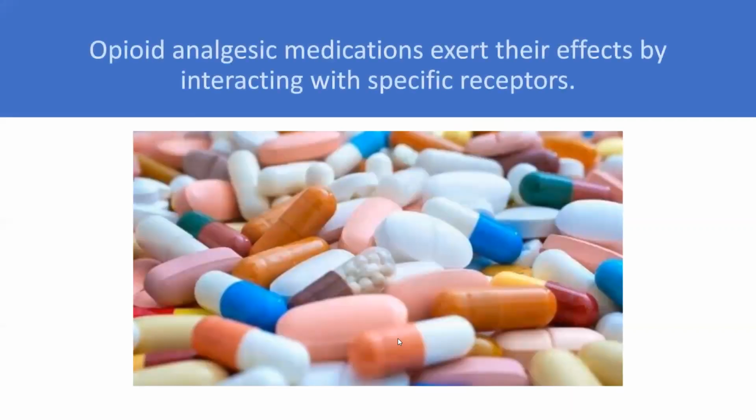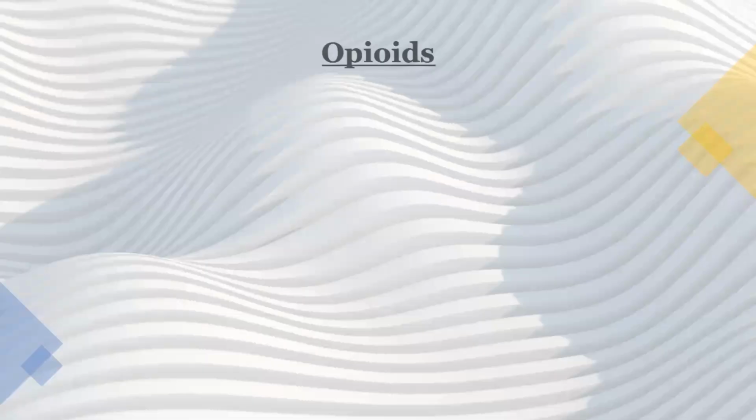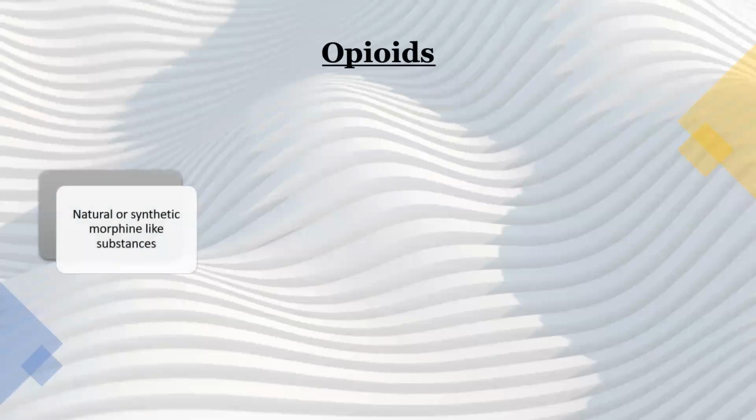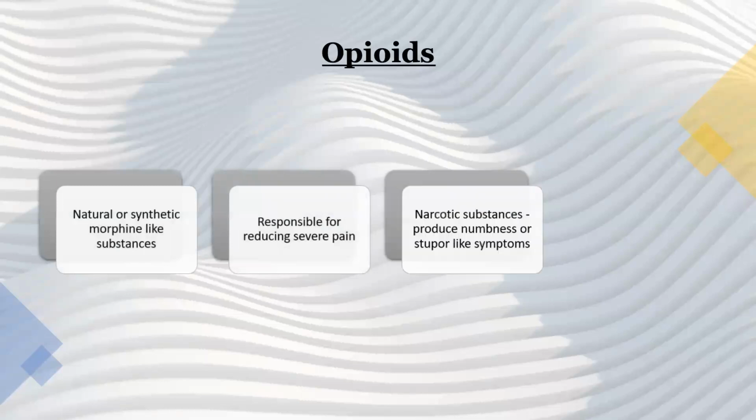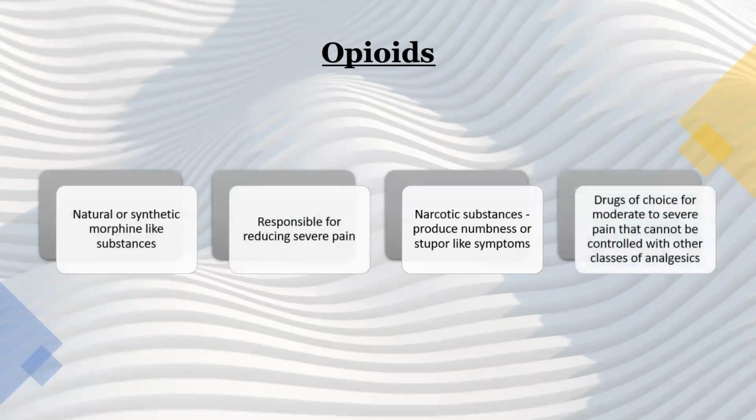Now, if we talk about opioid analgesics, these are medications that exert their effects by interacting with specific receptors. Opioids can be natural, synthetic, or morphine-like substances. They are responsible for reducing severe pain, and narcotic substances produce numbness in the body or stupor-like symptoms as well. They are the drug of choice for moderate to severe pain that cannot be controlled with other classes of analgesics.